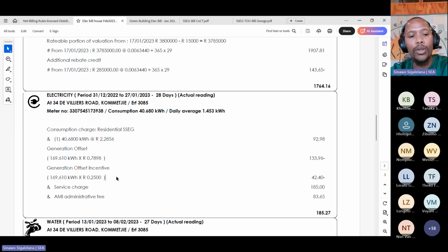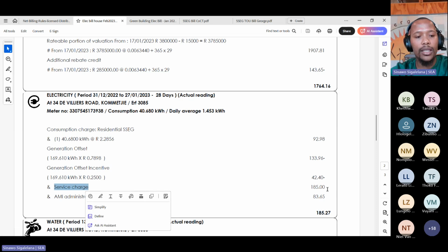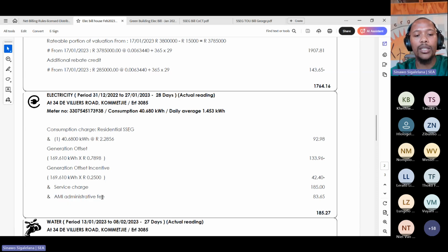It signifies the importance of incentives, right? So this is unique to this particular municipality. And that incentive amounted to like 42 rand and 40 cents. And then there's a basic charge, a fixed charge, and this municipality also introduces another fixed administrative fee, right? So this is a bill. And my question to us, to ourselves, colleagues, is: based on the rules that I've interpreted earlier on, would this bill or this methodology be applicable?